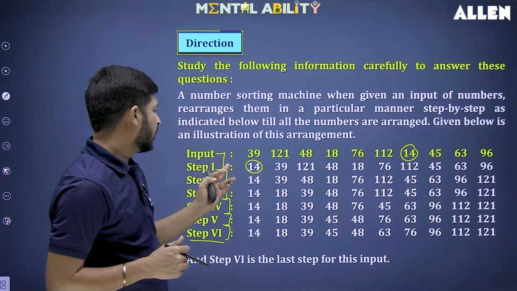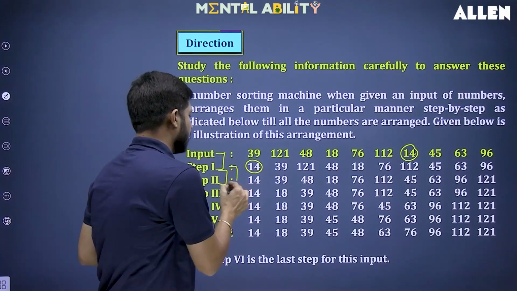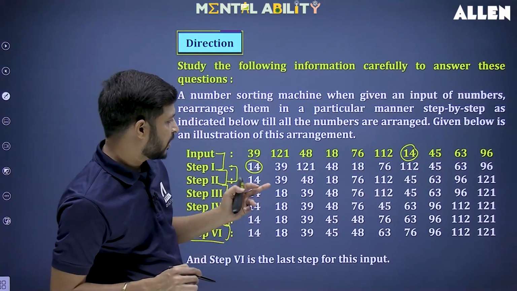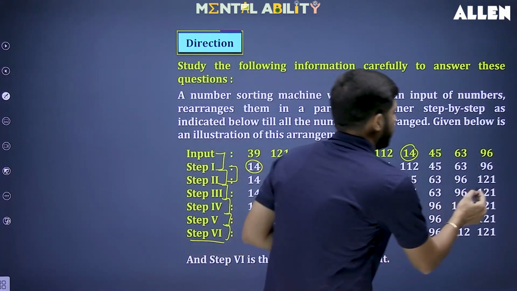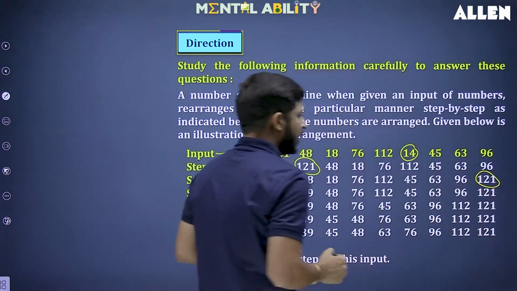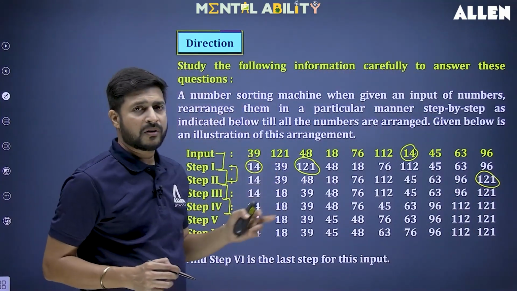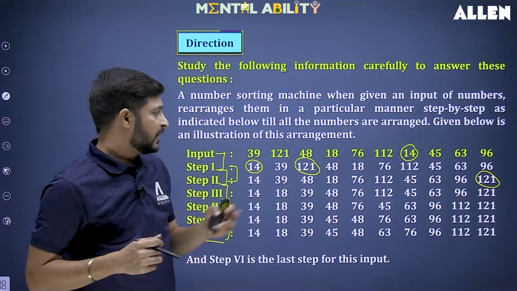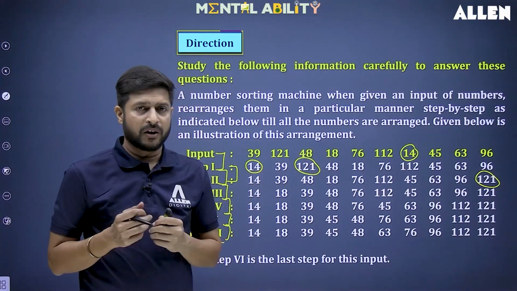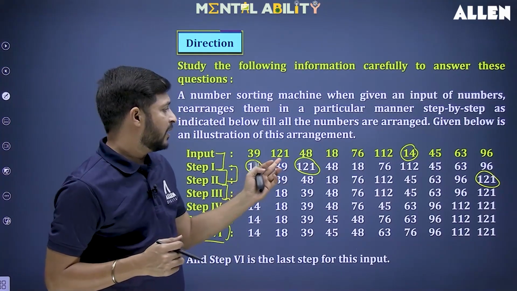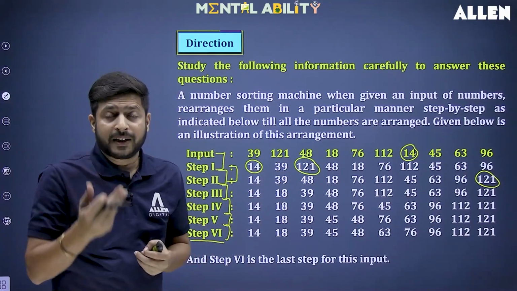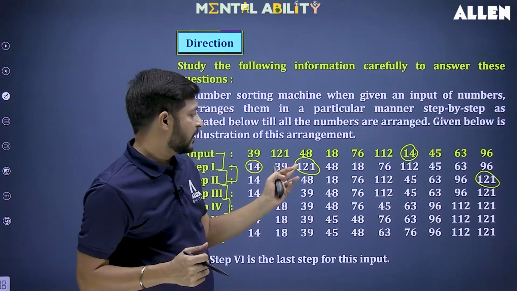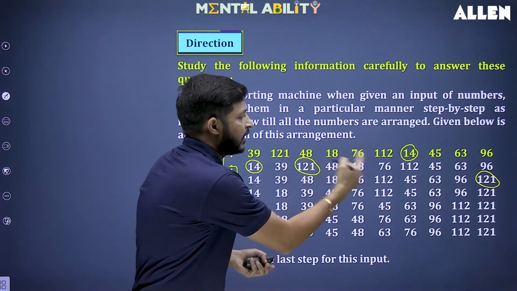So if I talk about the changes from step 1 to step number 2, what are the changes? If you observe, the greatest number, which is 121, has been shifted to this particular place, right? So initially from input to step number 1, what exactly has happened? The smallest number has been shifted to the first place, and if I talk about from step 1 to step 2, what exactly has happened? The greatest number, which is 121, has been shifted from this place to the last place, right?